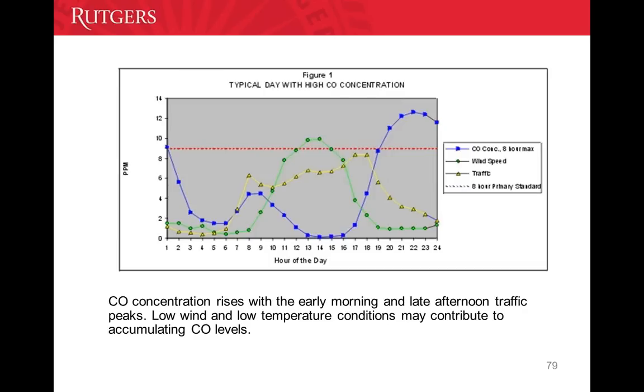So it's pretty amazing that the blue line is the CO concentration. But you can see the other variables and how they affect it. As the traffic pattern starts to peak, the CO still goes up just because there's some residual in the system. As the wind dies down, of course, the CO concentration goes up as well.